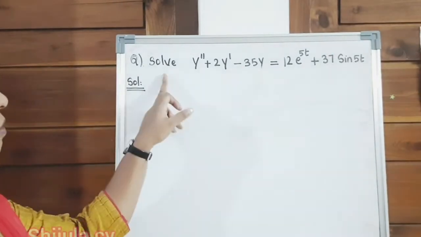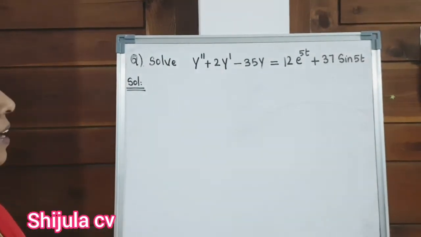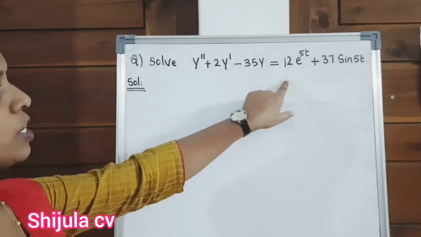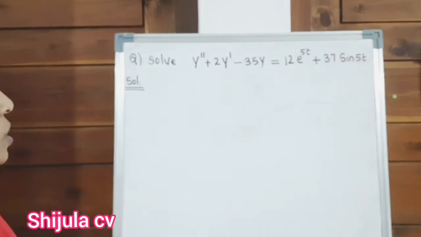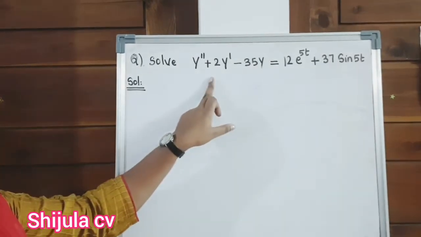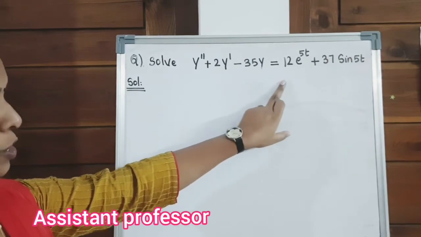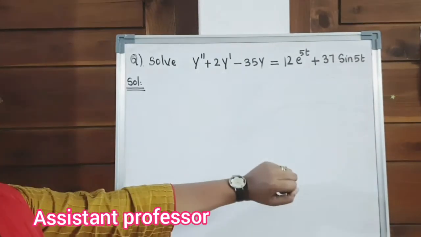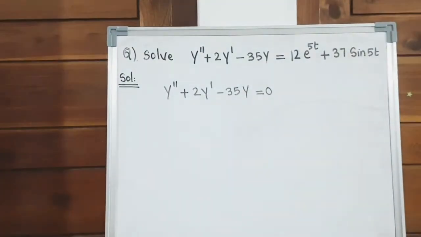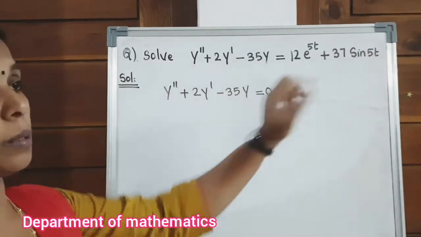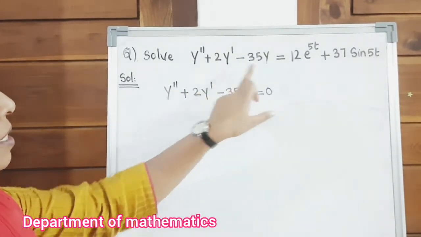Question. Solve y'' + 2y' - 35y = 12e^(5t) + 37 sin 5t. Once more, solve y'' + 2y' - 35y = 12e^(5t) + 37 sin 5t. Consider the homogeneous part of this equation, that is y'' + 2y' - 35y = 0.